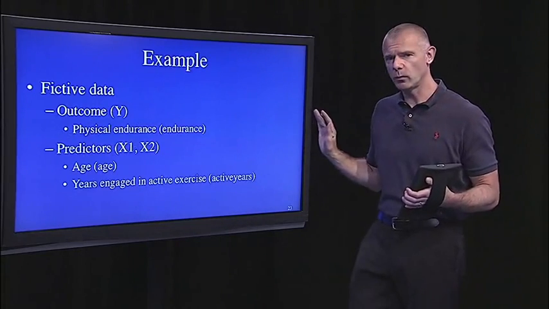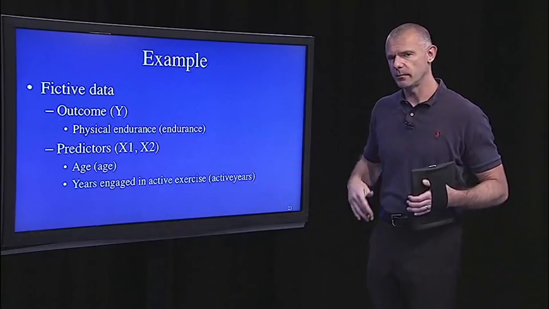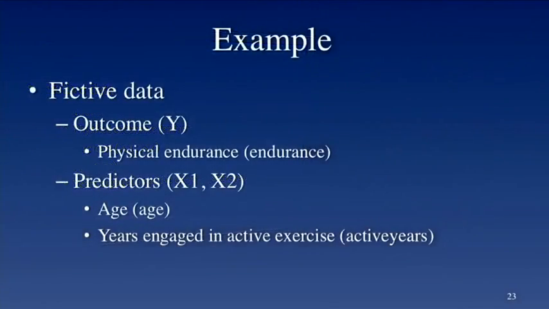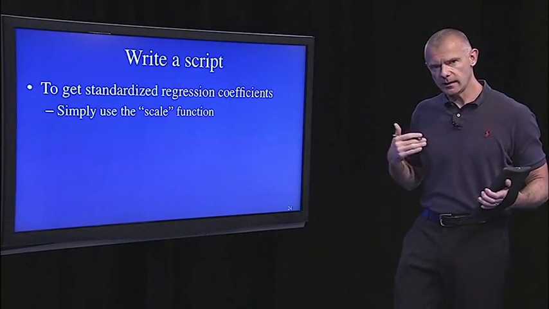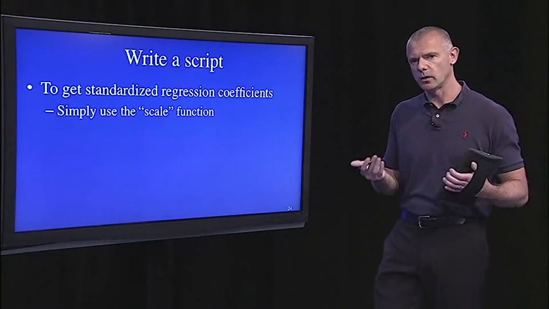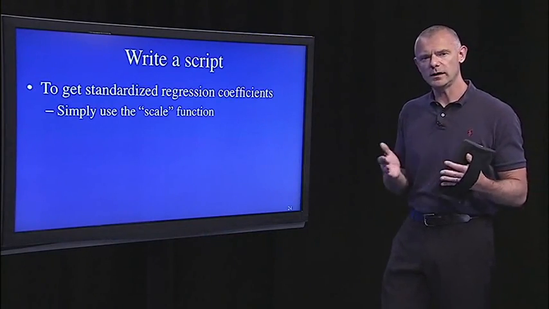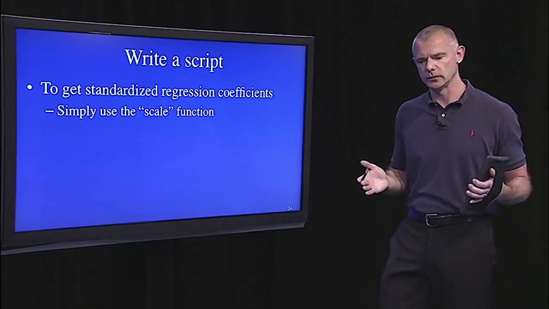So again, the example we're dealing with is this example that I just made up, where we have an outcome variable y that's physical endurance, two predictors, age, and the number of years that someone has been actively engaged in exercise. And in the last segment, we just ran a multiple regression analysis, but we only got the unstandardized regression coefficients.